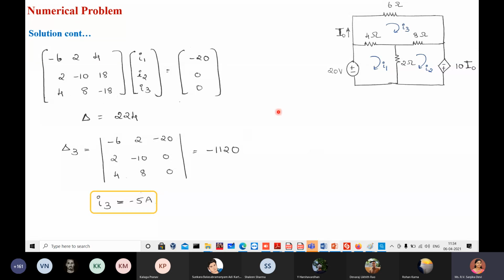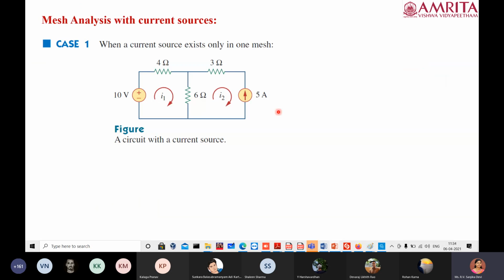Now, the third type of mesh analysis we are going to see is mesh analysis when there is a current source. As I told you, for applying mesh analysis we require KVL, so all the individual terms should be voltage terms. But if there is a current source, we will not know the voltage across the current source unless they explicitly mention it, and neither do we know the internal resistance of the current source. So we assume that the current source is perfect in nature.